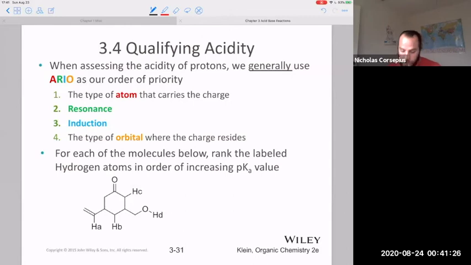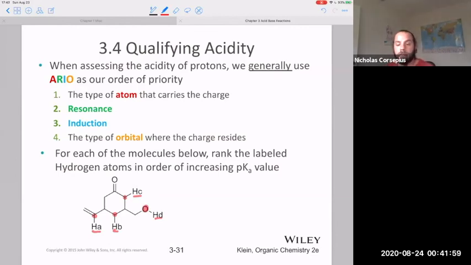Okay, so let's take a look at this molecule here and see if we can determine which one of these protons is going to be the most acidic. I have 1, 2, 3, 4 protons that I'm considering here. Which one is going to be the most acidic proton? So again, the first step is to look at the type of atom that would bear the charge if this proton gets removed. For hydrogen C, it's a carbon. For hydrogen A, it's a carbon. For hydrogen B, it's a carbon. And for hydrogen D, it's actually an oxygen.